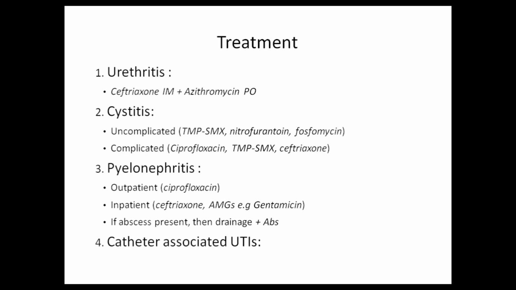The fourth one is catheter associated UTIs. The first step is removal of the catheter, and then urology consultation should be done. We can also use urine culture in catheter associated UTIs, because most catheter associated infections could be caused by bacteria which could be resistant to multiple antibiotics. So empiric therapy should be continued, and then culture specific therapy should be started.